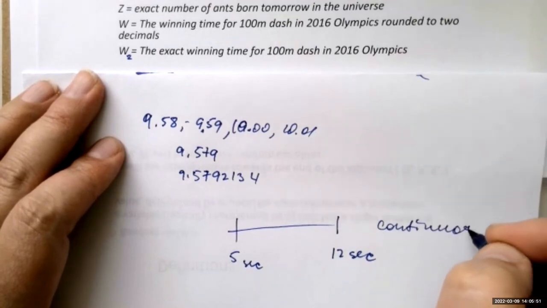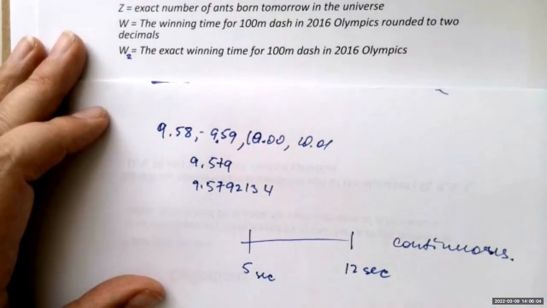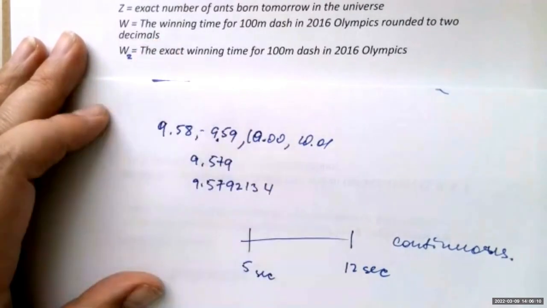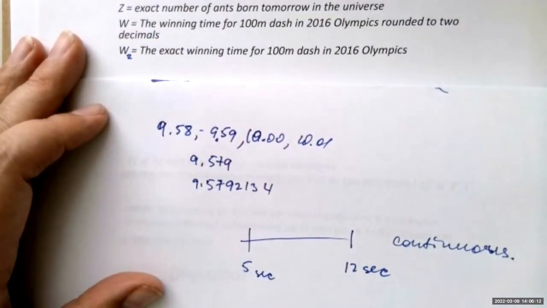Okay, so in this chapter, in this unit, we're going to focus on discrete variables. And next, we're going to talk about probability distributions of discrete variables.